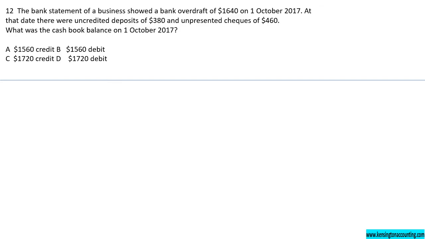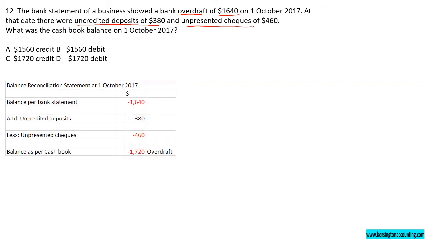Question 12 is about a bank reconciliation statement. So essentially, a business has a bank overdraft. It's a bank overdraft of 1,640. At that date, there were uncredited deposits of 380 and unpresented checks of 460. We need to find the cash book balance on that date. Therefore, we'll need to prepare a bank reconciliation statement at that date.